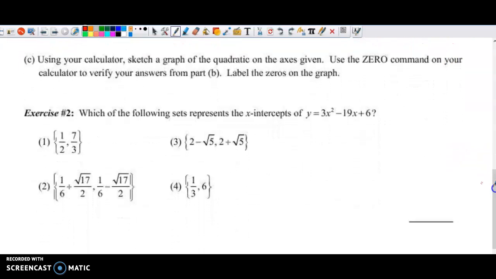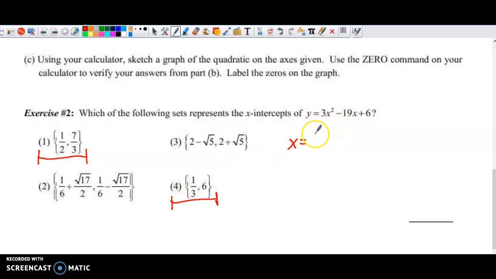So which of the following represents the x-intercept on this one? Well, we have to use the quadratic formula. Now, here's the thing, we might not have to use the quadratic formula. If you look, we have rational answers here. But let's practice using the quadratic formula. I'm pretty sure it's one of those rational answers.